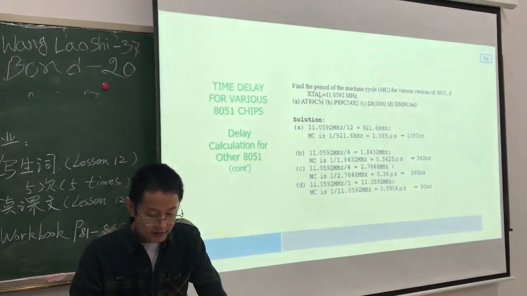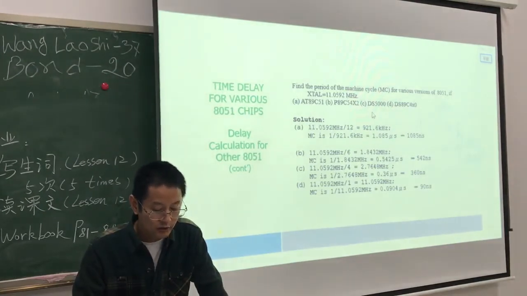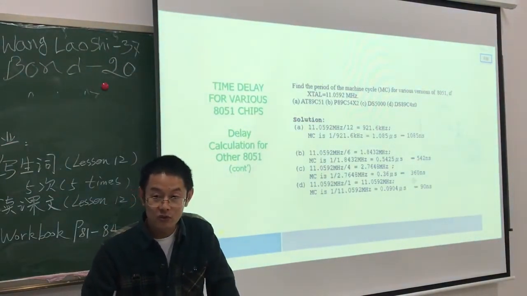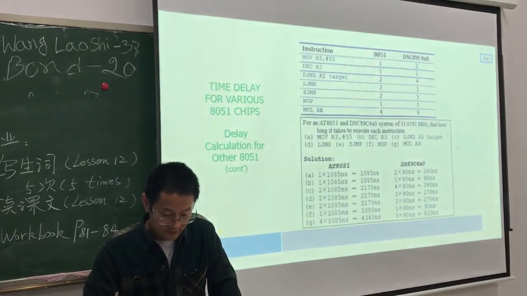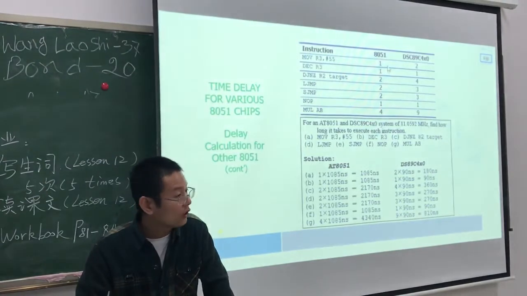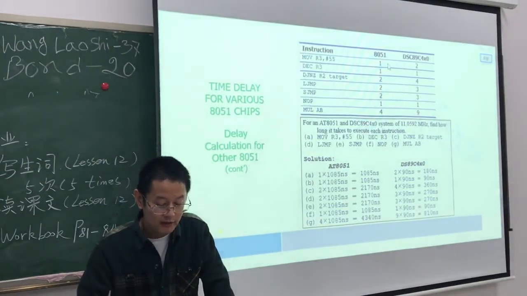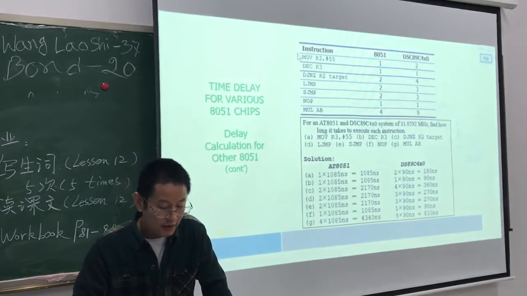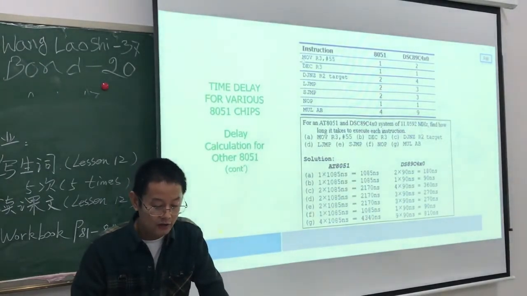This is an example for a different microcontroller. You can calculate the machine cycle. This is simple, so I won't introduce it. Different types of 8051 have different machine cycles, so an instruction may execute with a different number of machine cycles.